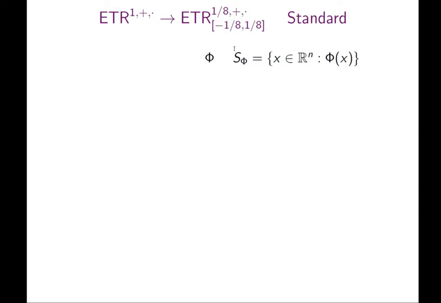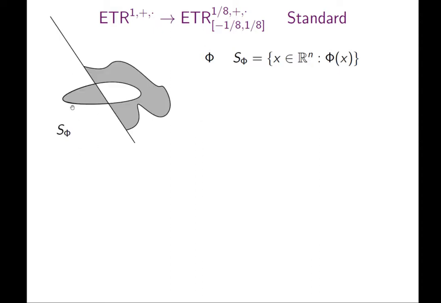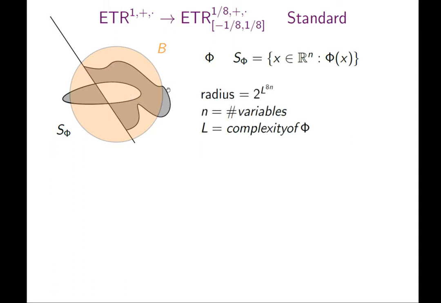For this we need to know some big hammer. Let's say phi is some ETR formula, then this defines a solution set called a semi-algebraic set: just all the x in R^n which satisfy phi. This can be an unbounded, really ugly, complicated looking set. But there's a theorem that there exists a large ball such that if S_phi is non-empty, it must intersect this ball. That's a really powerful theorem. Well, it's kind of clear that such a ball must exist. The question is how large it needs to be.